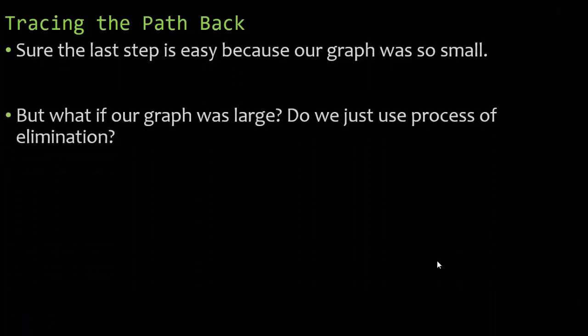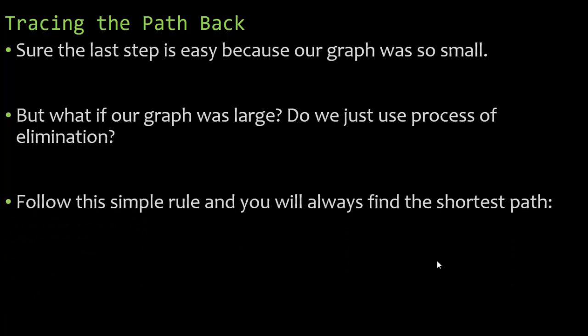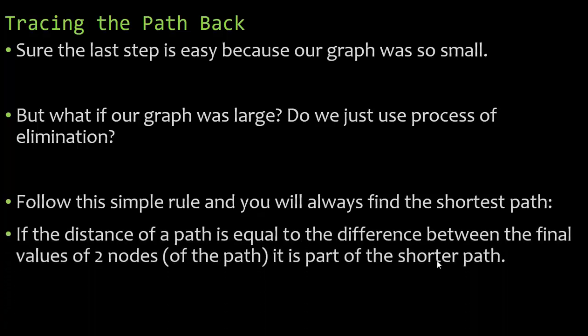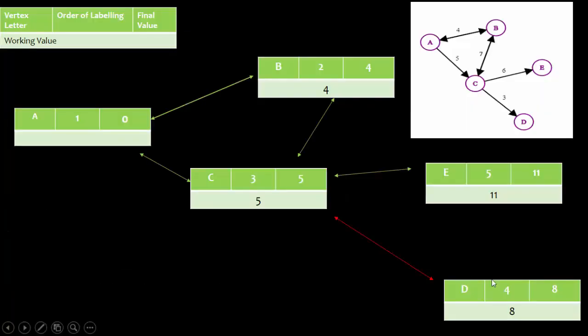But what if our graph was large? Do we just use the process of elimination? Well, you want to follow this simple rule, and if you follow this rule, you'll always find the shortest path. If the distance of a path is equal to the difference between the final values of two nodes, it is part of the shorter path. And you may be saying, okay, slow down, let's read that again and see it in action. If the distance of a path is equal to the difference between the final values of two nodes, it is part of the shorter path. So let's take a look at it in action.